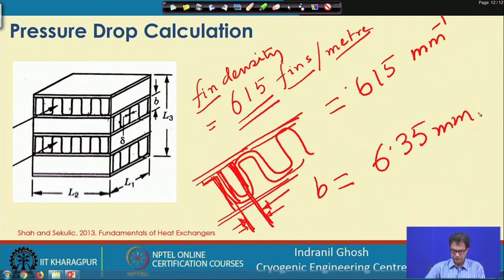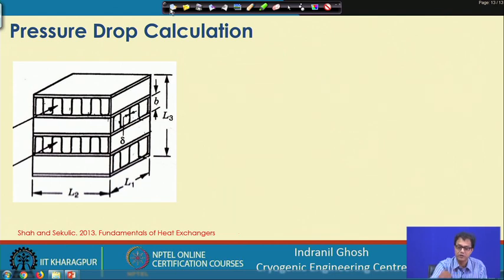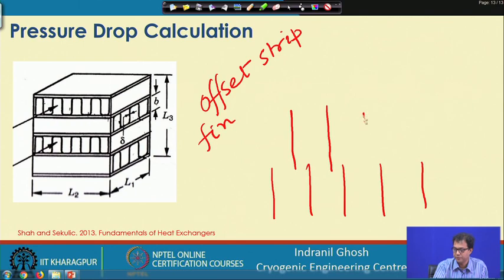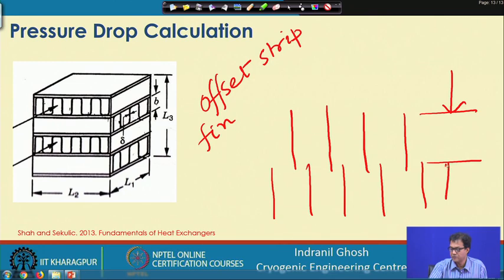Then we have the fin offset length. As we can now understand, this has been given as an offset strip fin, and for the offset strip fin, if we look at the top view, we have the fin arrangement, and this is what we call the lance length or the fin offset length, this is equal to 3.18 millimeter.